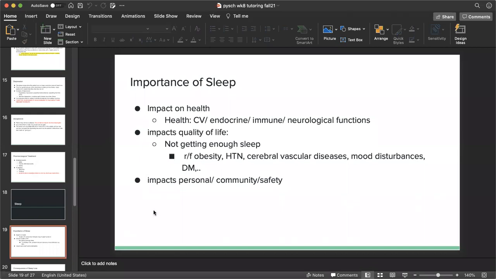So some risk factors for not getting enough sleep are obesity, hypertension, cerebrovascular diseases, mood disturbances, diabetes, anything like that. And then it also has impacts on your personal life, your community, and your safety.